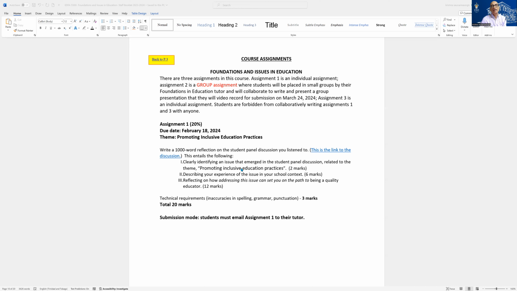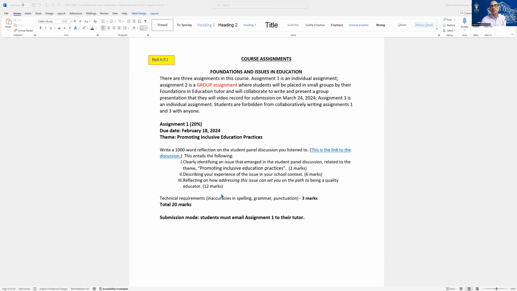1, you have to identify an issue. When you listen to the discussion, identify an issue that emerged in the student panel discussion that was related to the theme. Identifying means just clearly expressing what you consider to be an issue that the students raised related to the theme. So it's a clear explanation that tells us whether you've understood it or not. So 2 marks means that you're not going to write a whole page. 2 marks simply means identifying the issue and briefly explaining what you have understood about what they say.